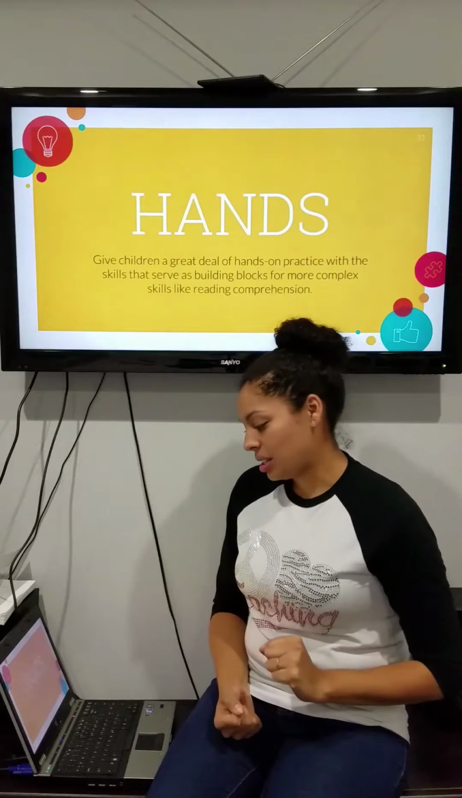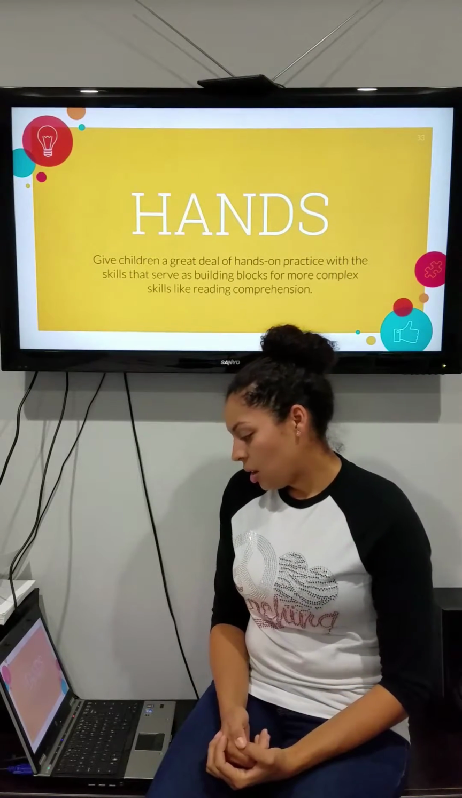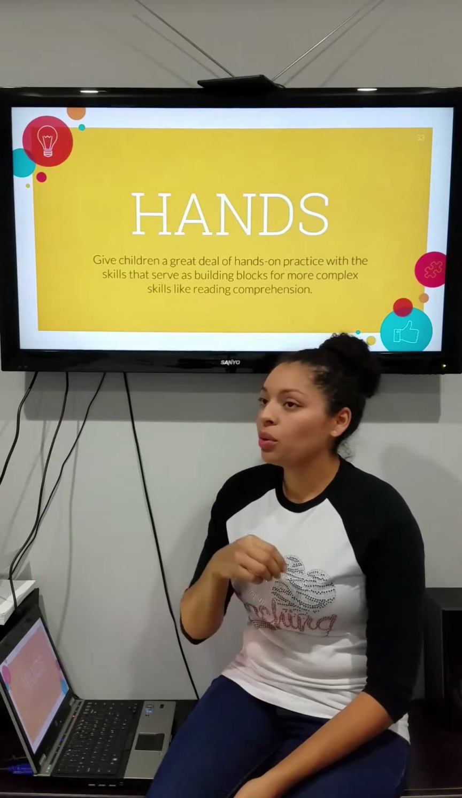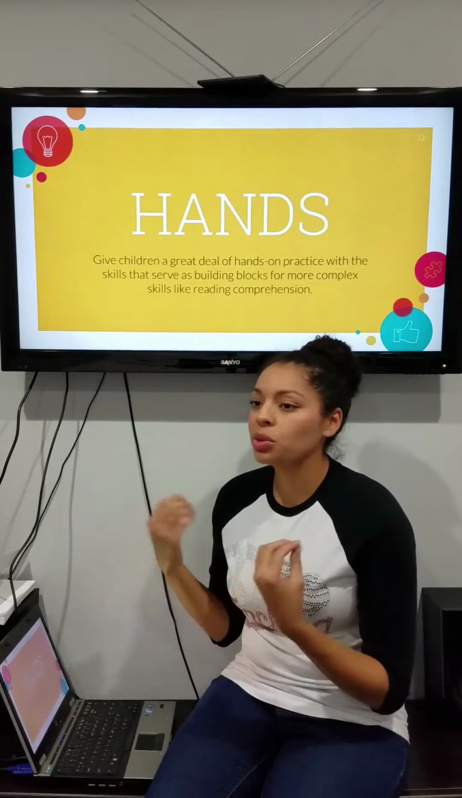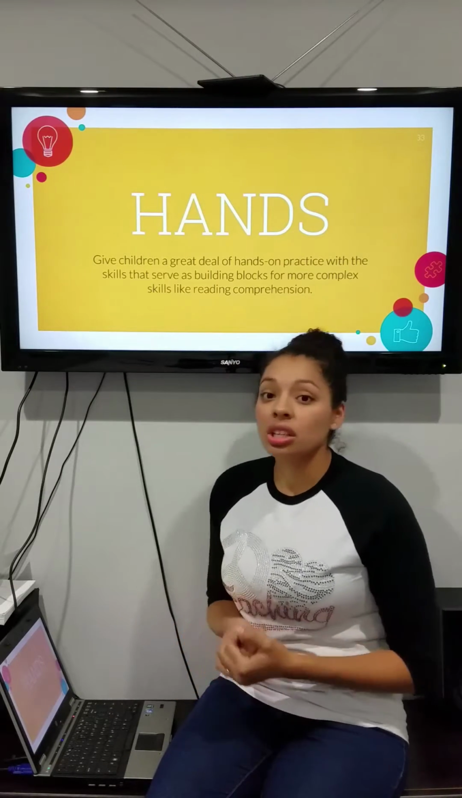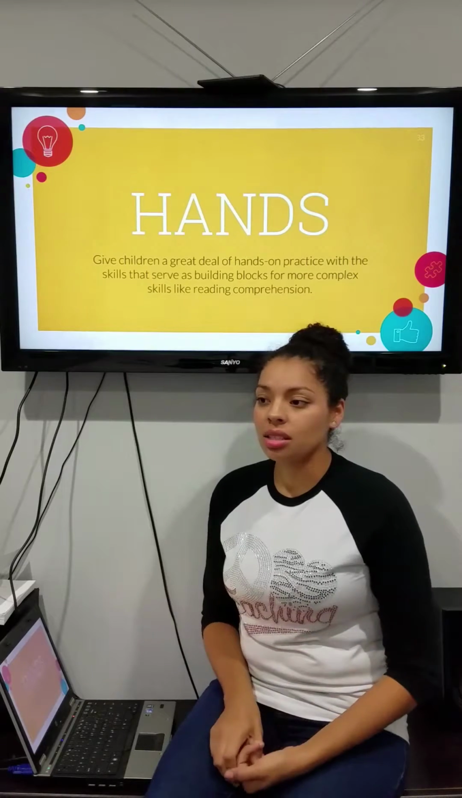And then we teach through the hands. Now, we give children a great deal of hands-on practice with the skills that serve as building blocks. For example, with phonics, I'm not about to receive these students in first grade and start teaching them comprehension. We need to build gradually to get to that point.